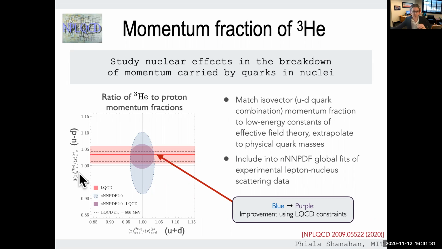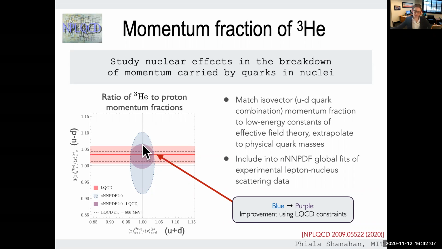Then we had to extrapolate by constraining the low energy constants of effective field theory and extrapolating to physical quark masses. But after you do this, you still have a result here with the red band, which is a constraint on this momentum fraction. The best experimental, the global fits to experimental data from the NNPDF collaboration is this light blue ellipse here. So you can include the lattice QCD constraint, just like we saw for the proton, into this global experimental fit and improve the constraints and go to this purple ellipse here.